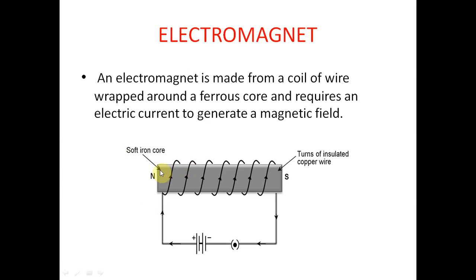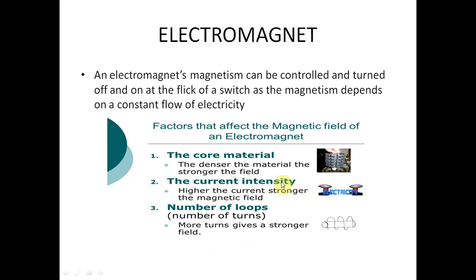It is called the soft iron core. It is a copper wire insulated on the soft iron core. It is connected to a battery with the help of a switch. So it is a simple electromagnet. So what are the factors that affect the strength of an electromagnet, that we'll see here.